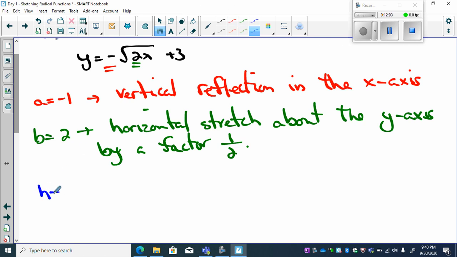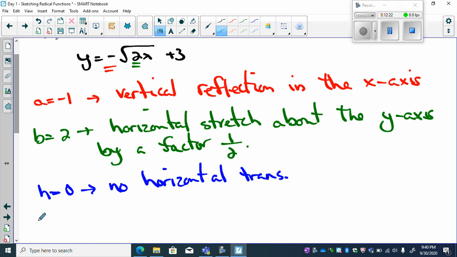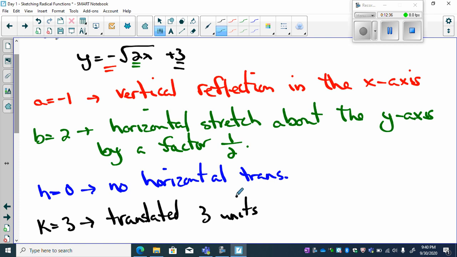h, there's nothing in the bracket, so there's nothing under here with the x. So h is 0, that means there's no horizontal translation. And k is 3. That means there is a vertical translation. Translated 3 units up.